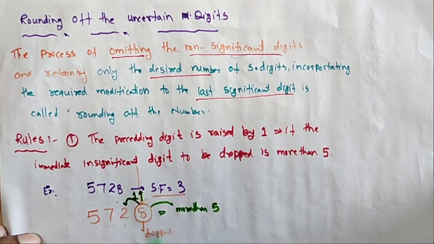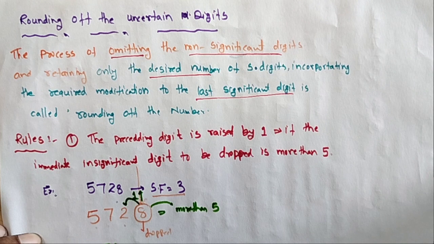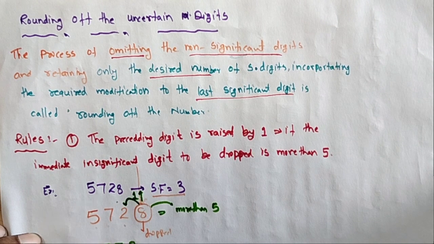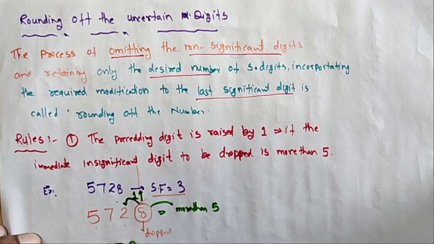8 is more than 5. So what is the answer? 5, 7, the 2 is raised, that is 3. And 8 is dropped. What is the dropping? 0. So 5, 7, 3, 0.